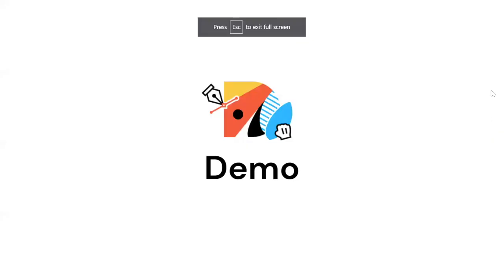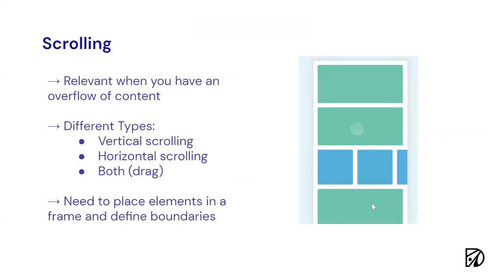And so just a really quick note, that demo I showed was pretty basic, but there are some other things you can do to make your prototype and interactions even more realistic. One of those being scrolling. This is really relevant when you have overflow content, and there are different types of scrolling. There's vertical scrolling, there's even horizontal scrolling, and you can even do both sometimes.